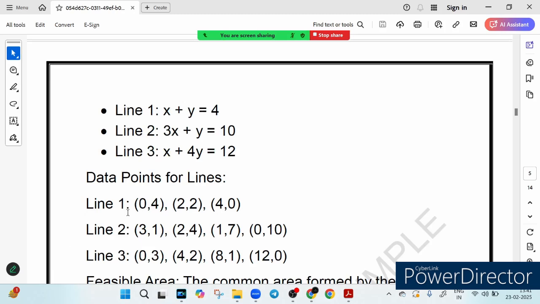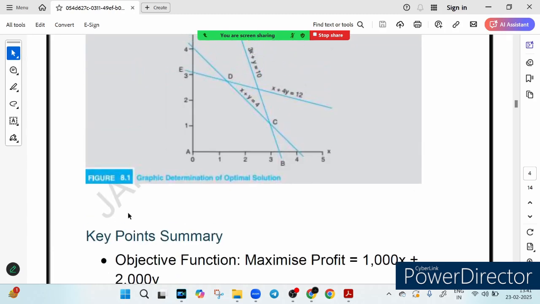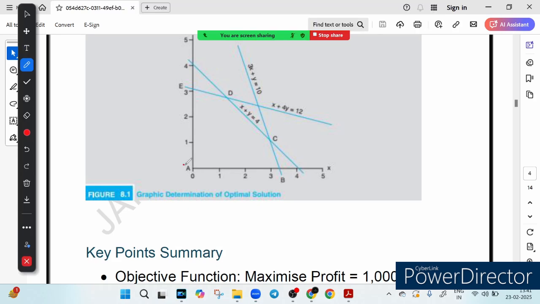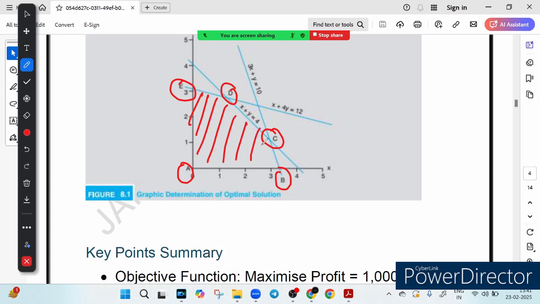So what is the common area where all these particular constraints overlap? So this is the common area. This is A, this is B, this is C, this is D, this is E. So this is a pentagon. Let me highlight it. This area, right? This is like a pentagon. So this is the common area where all the constraints overlap.